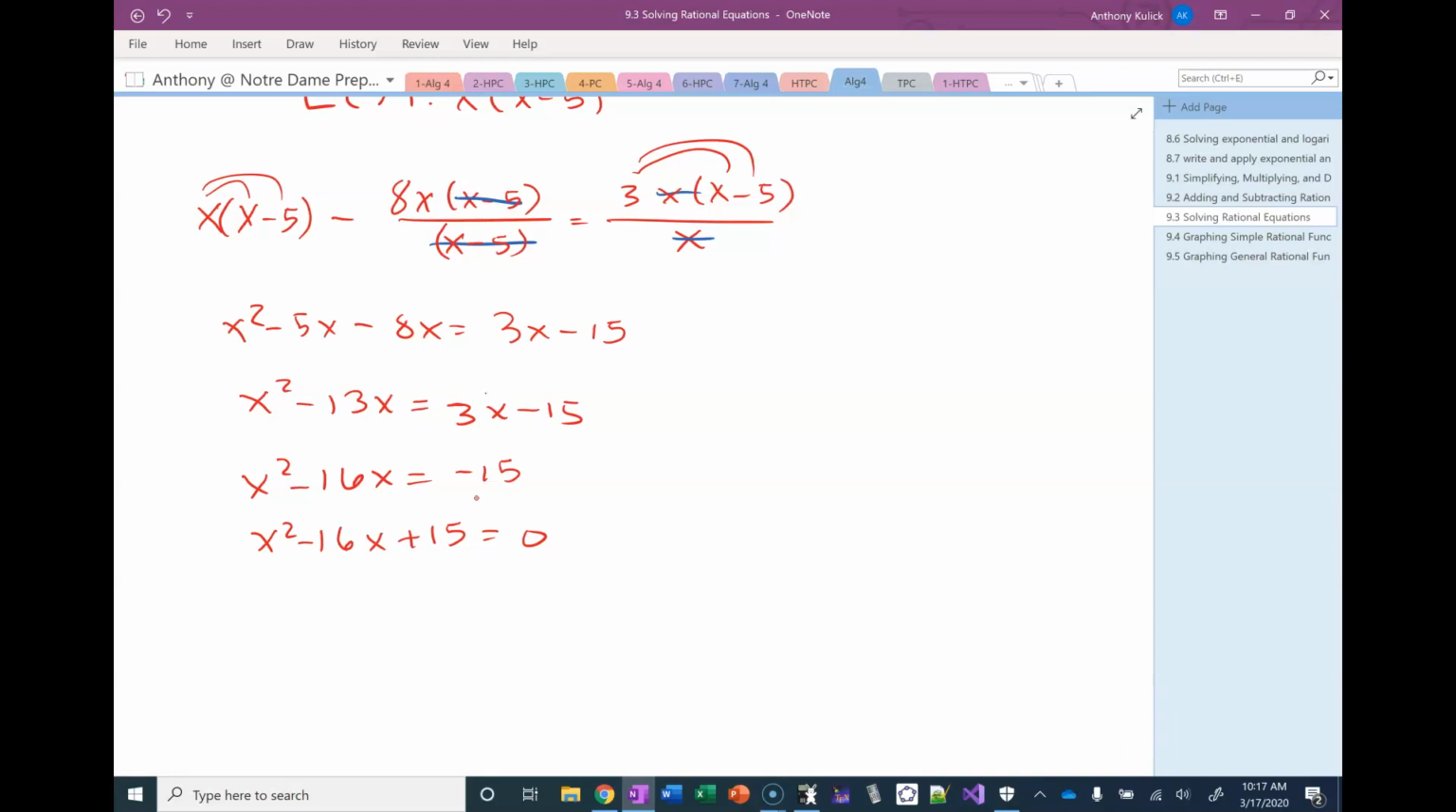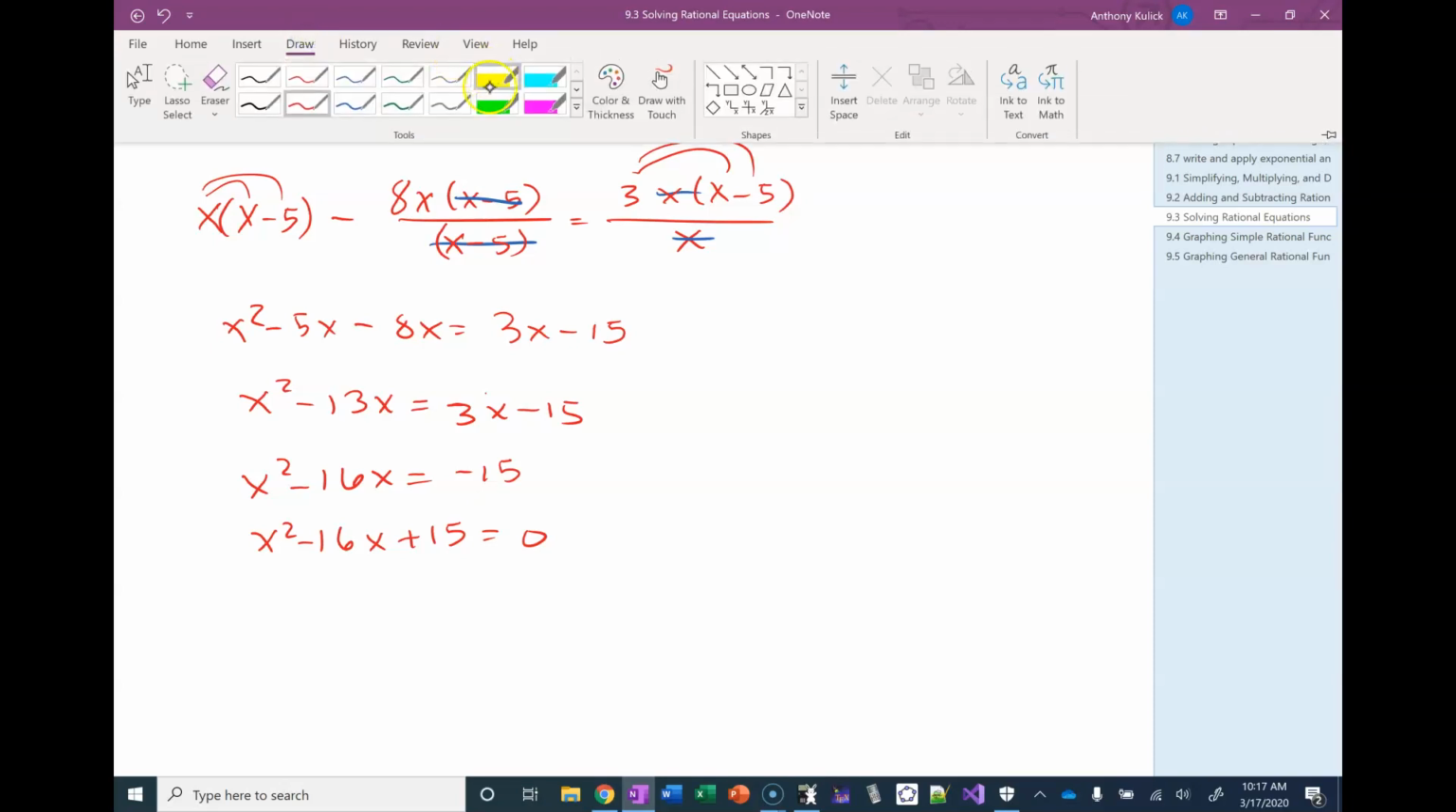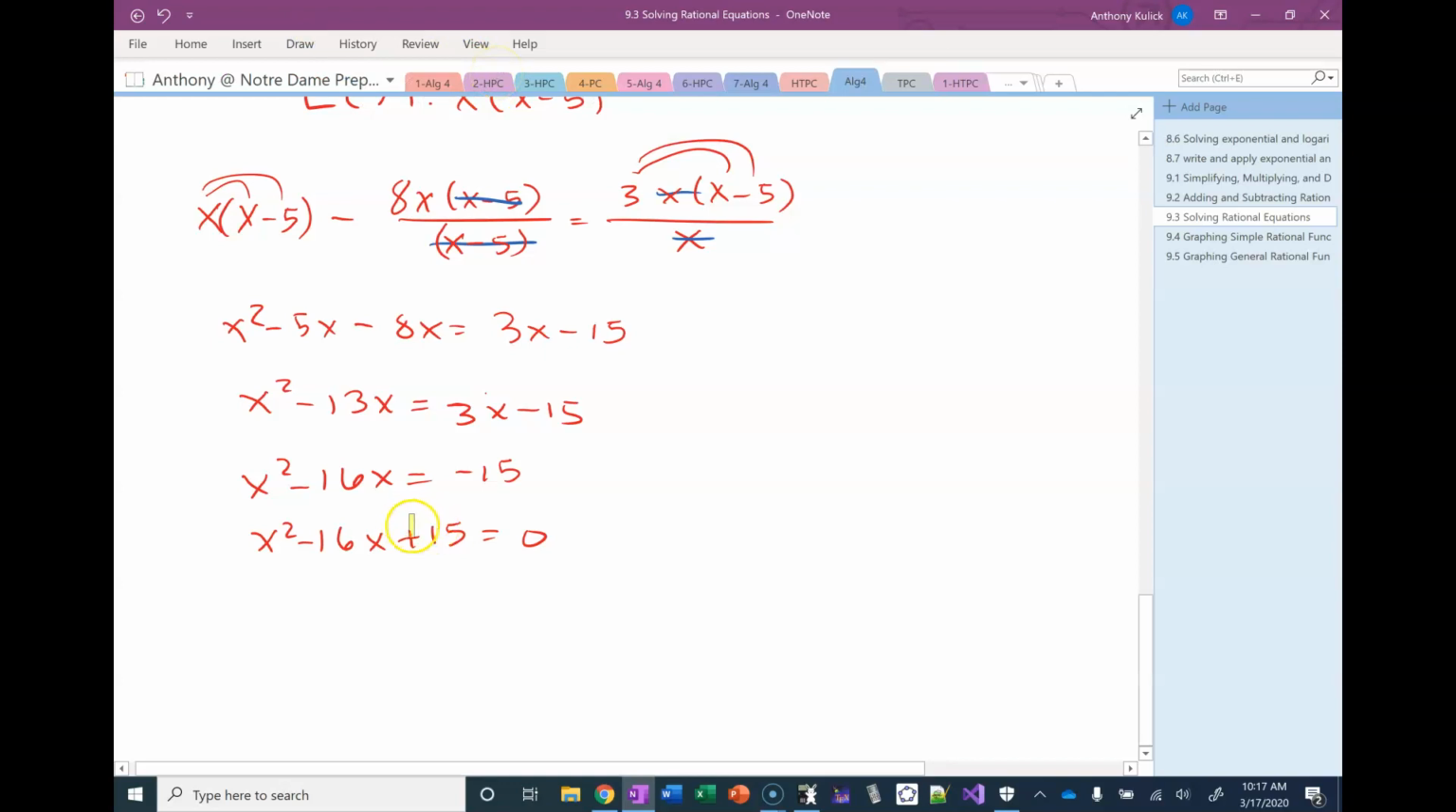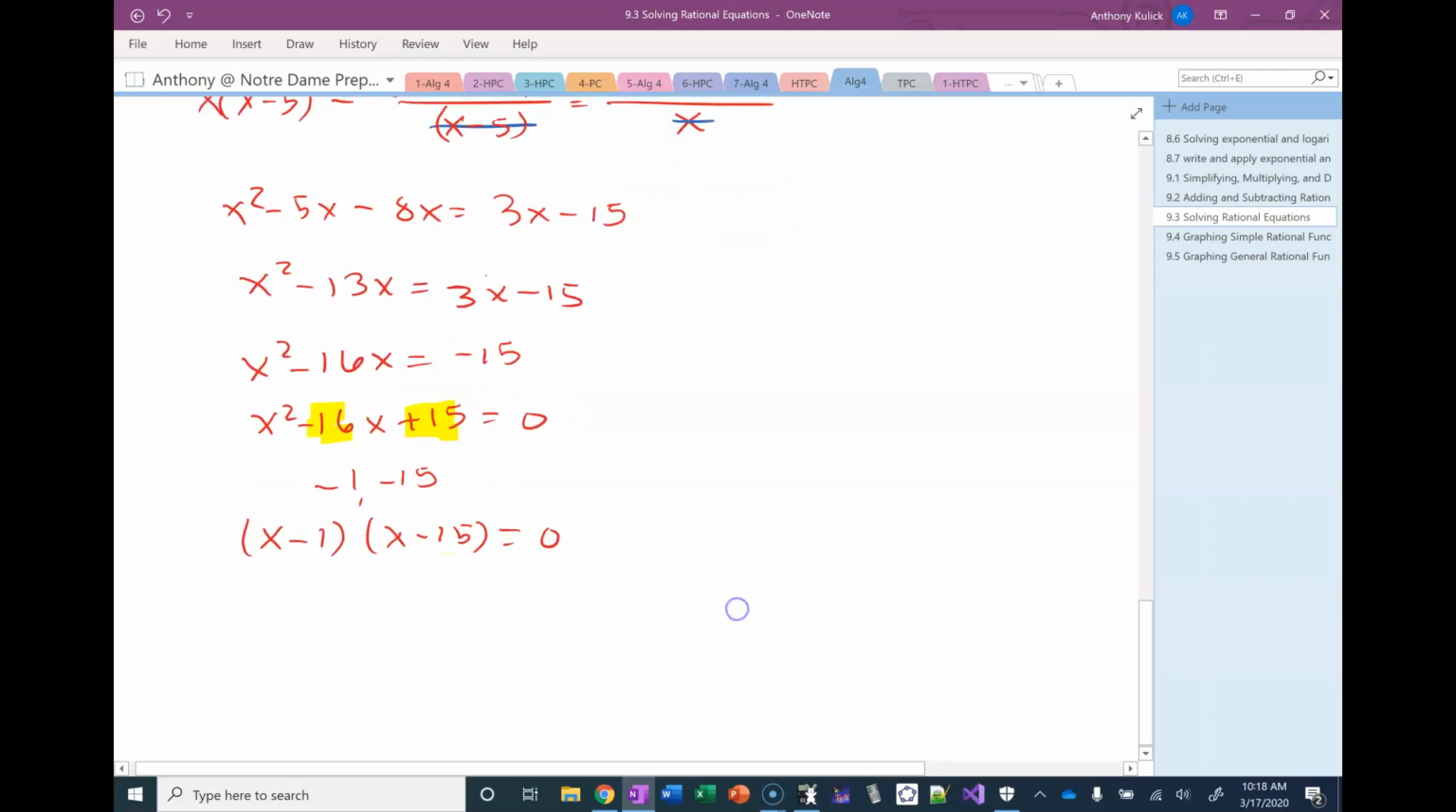To solve this, I can either use the quadratic formula, or I can try to factor this. Since the leading coefficient is 1, I'm going to try factoring. So I'm going to look for two numbers that multiply to give me positive 15 and add to give me -16. Oh, I see the two numbers. It's -1 and -15. So I can just rewrite this as x minus 1 times x minus 15. And when I set each piece equal to 0 and solve, I get x equals 1 and x equals 15.